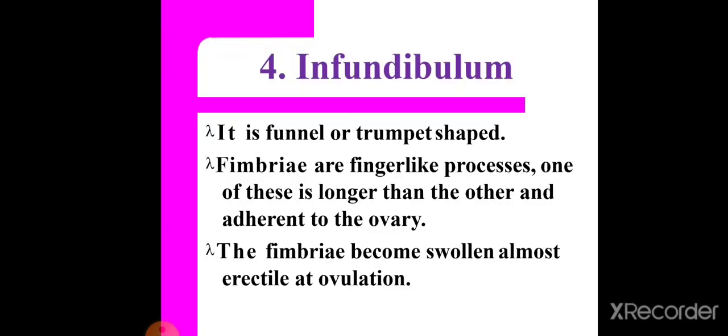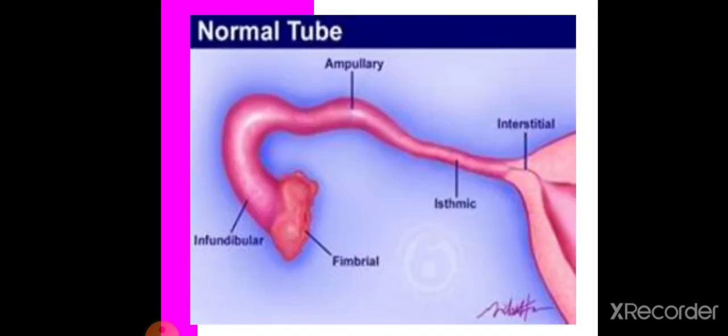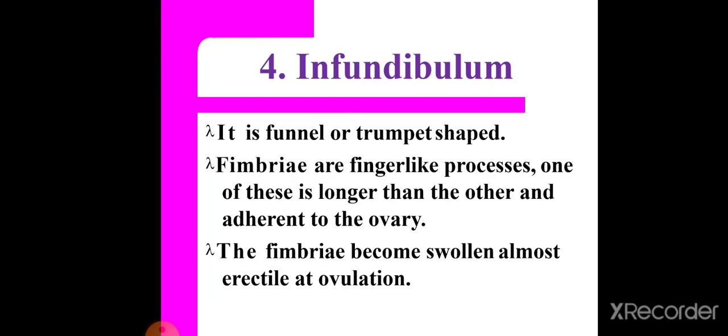Then the fourth part is the infundibulum, which is funnel shaped. Here we can see the funnel shaped infundibular part. Fimbriae are finger-like processes. One of these is longer than the others and adherent to the ovary. The fimbriae become swollen, almost erectile, at ovulation.